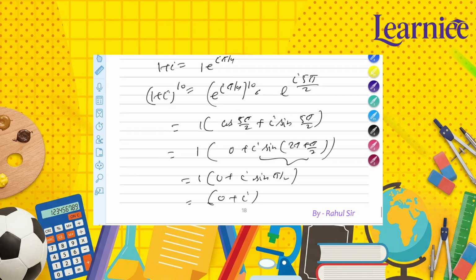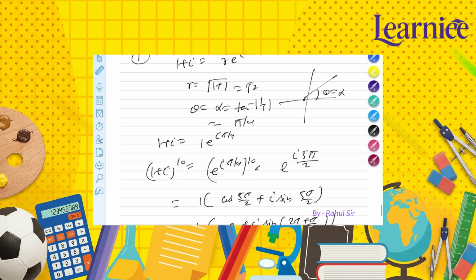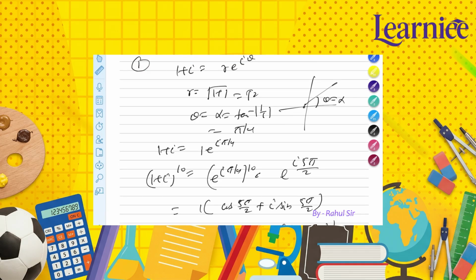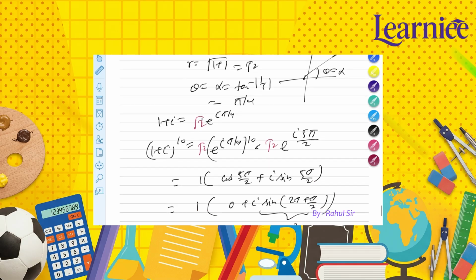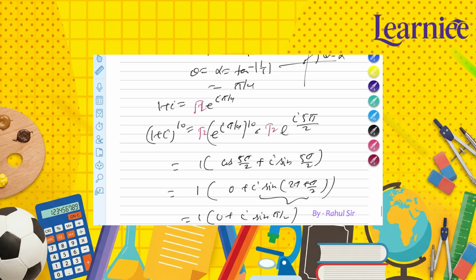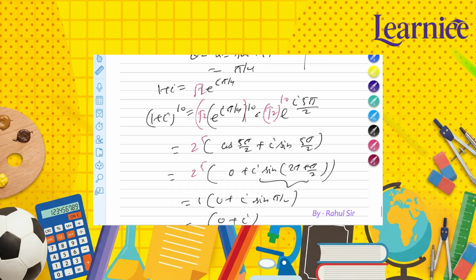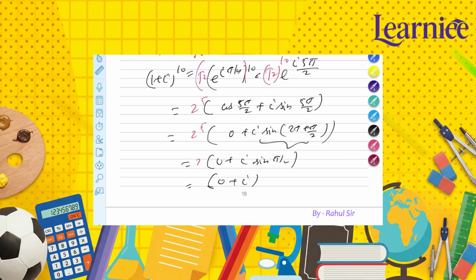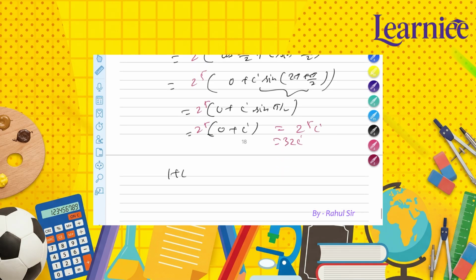Got it. So ultimately, here r is root 2. We have to raise root 2 to the power of 10, so root 2 to the power 10 gives 2 to the power 5, which is 32. So 1 plus i to the power 10 is 32i.